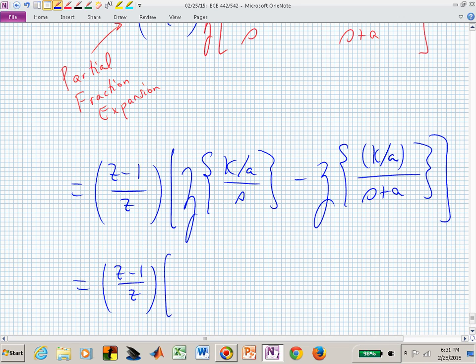Now you can answer me. What's the z transform of a unit step? That's z over z minus 1, and it's scaled by k over a. We just derived the z transform of an exponential, and it's now scaled by k over a. This is now z over z minus e to the minus at.